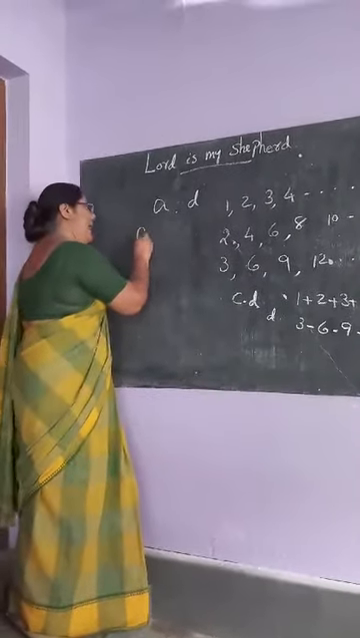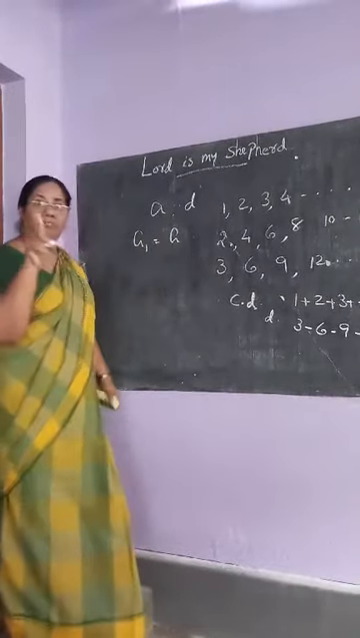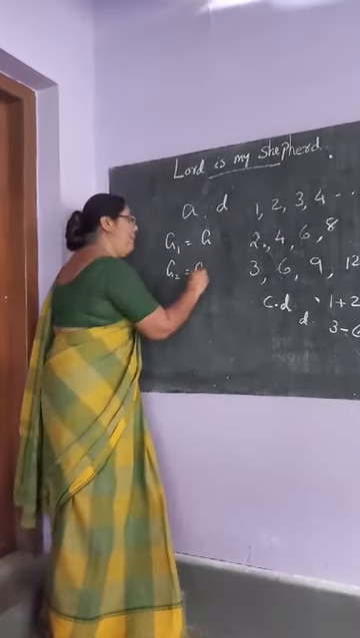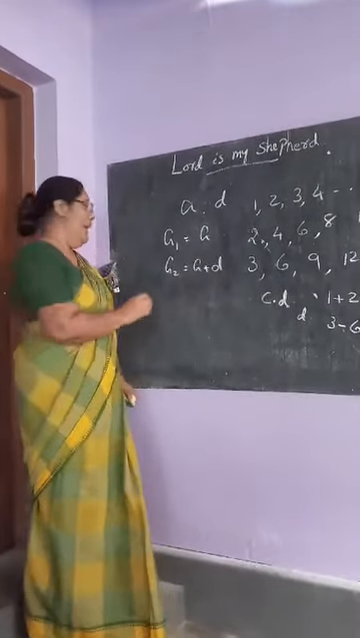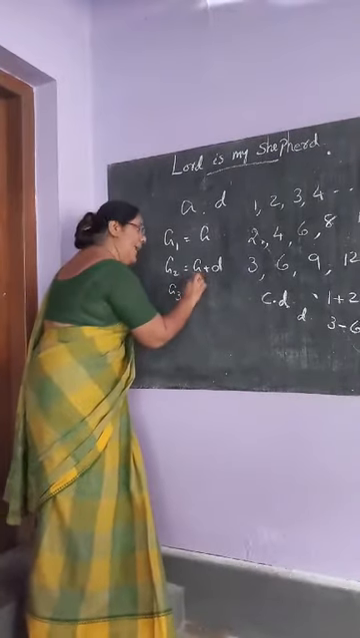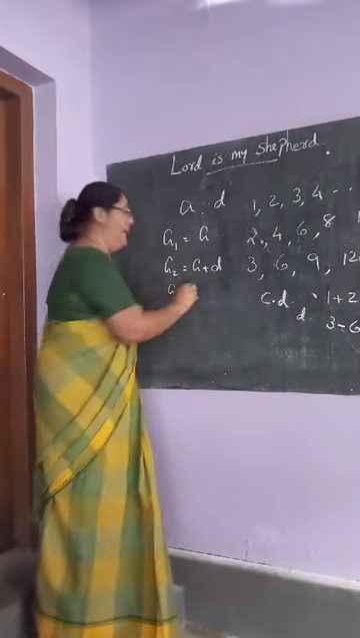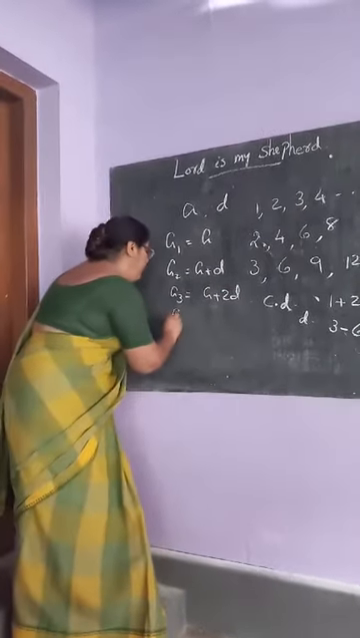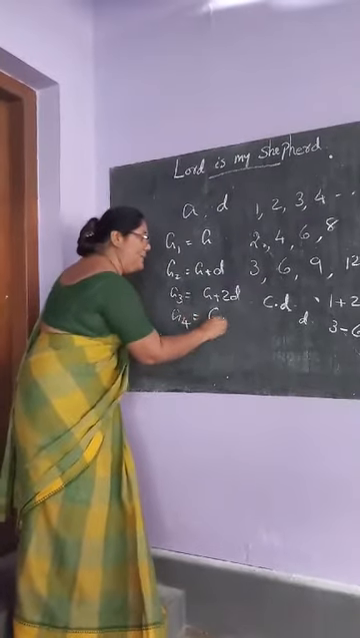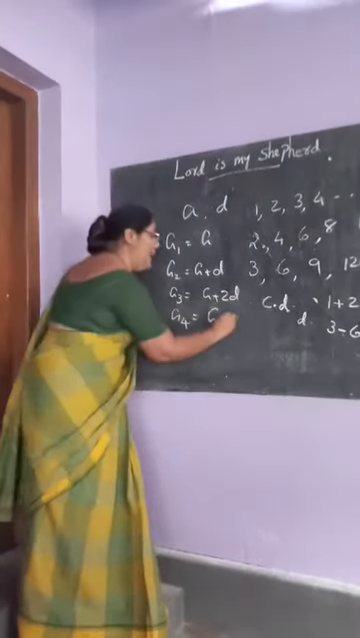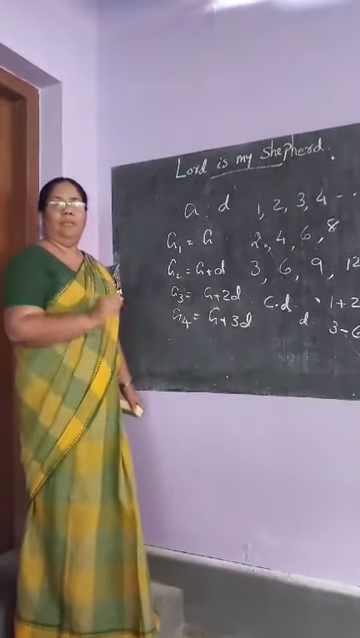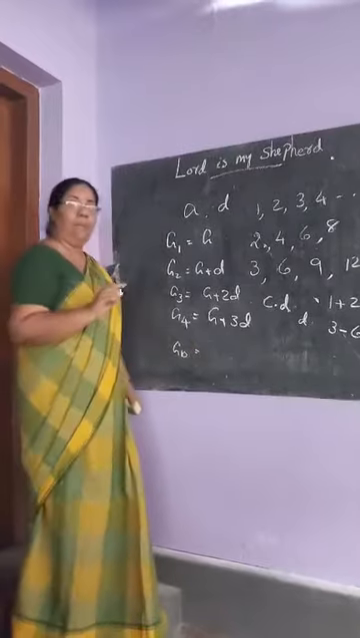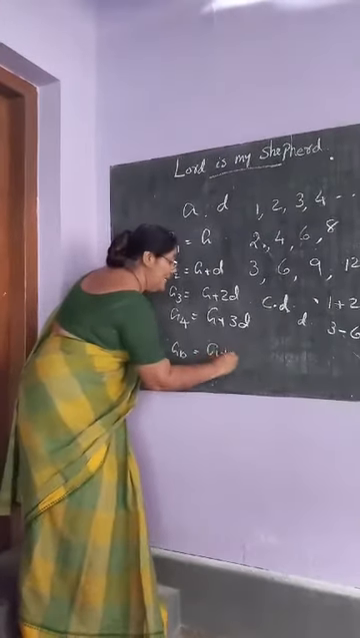We can write A1 is equal to A. That is the first term. And A2 means A plus D. And A3 means A plus D plus D, that is A plus 2D. And A4 means A plus 2D plus D, that is A plus 3D. Then how can you write A10? A10 means A plus 9D.